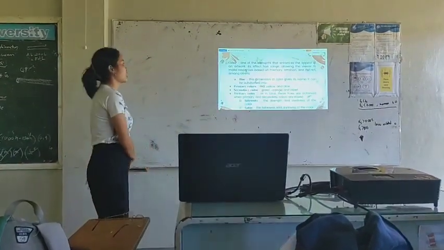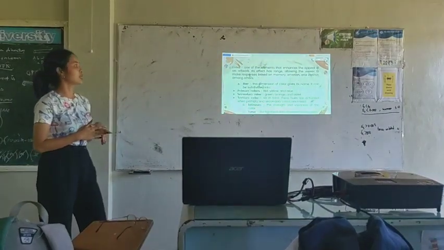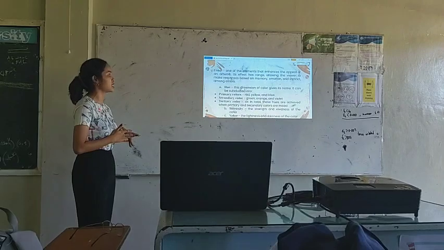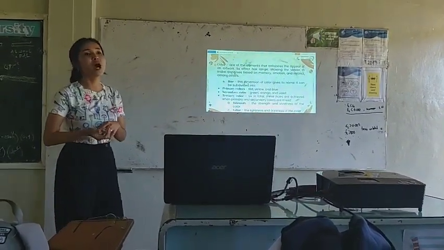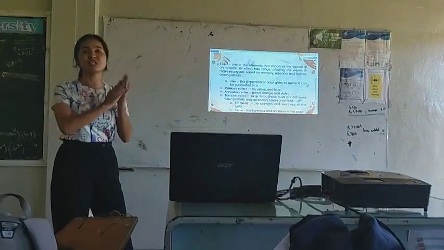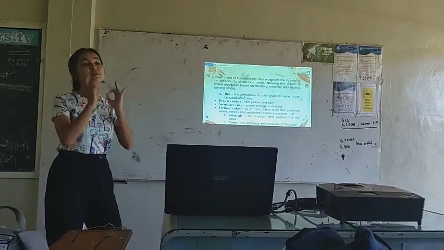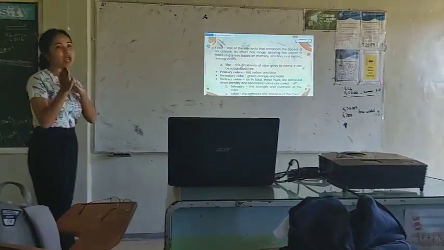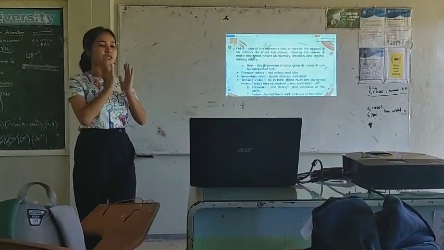So next is color, one of the elements that enhances the appeal of an artwork. Its effect has range, allowing the viewer to make responses based on memory, emotion, and instinct, among others. Color is a visual sensation created by the reflection or absorption of light. Color can be used to create mood, emotion, or contrast. In color, there are three properties.